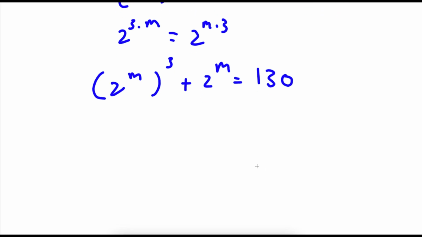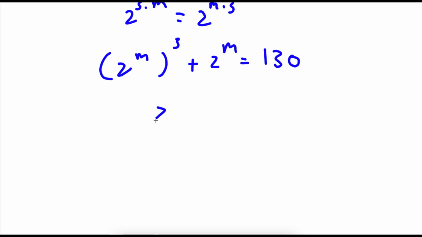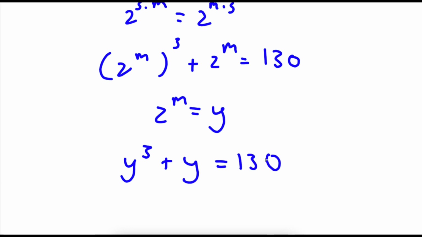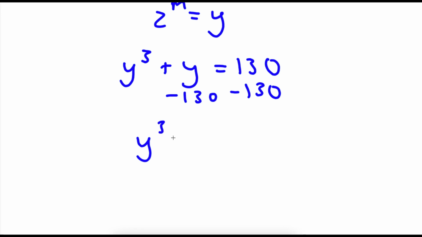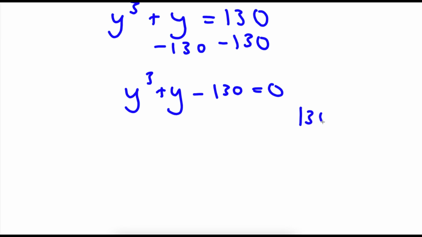Okay, so now I'm going to set 2 to the power of m equal to the variable y. So if I substitute in y for 2 to the power of m, I get y to the power of 3 plus y is equal to 130. Now I can subtract 130 on both sides. So now I get y to the power of 3 plus y minus 130 is equal to 0. Now 130 here is equal to 26 times 5.